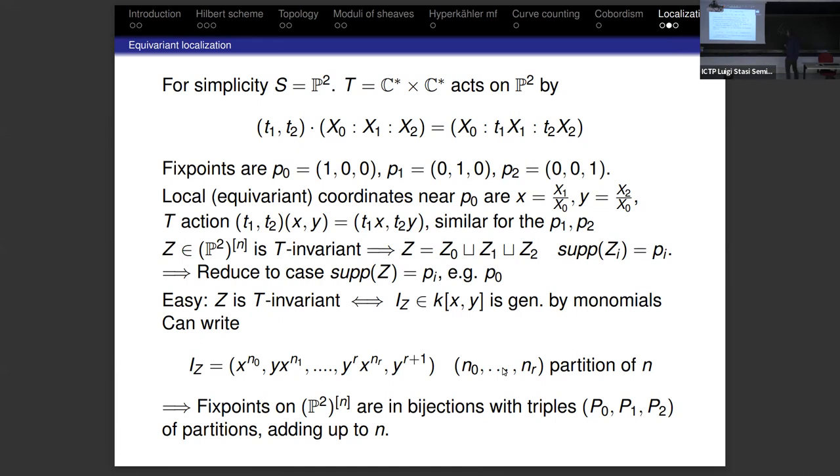So therefore, we see that the fixed points of the action on (P2)^[n] are in bijection with triples of partitions. Each of these partitions is a partition of some number, so that these three numbers add up to n. Okay, now my time is up.